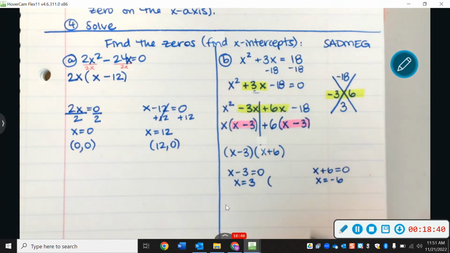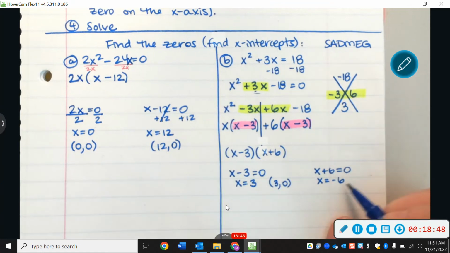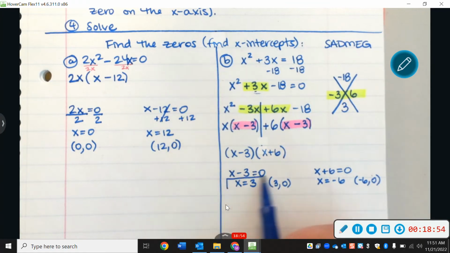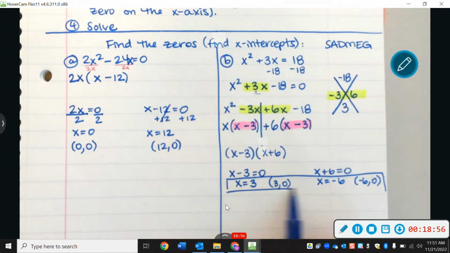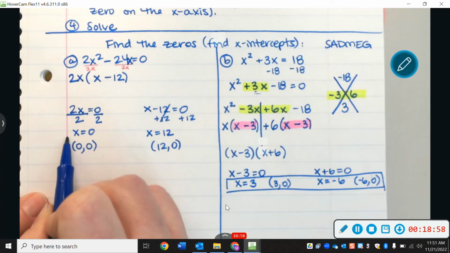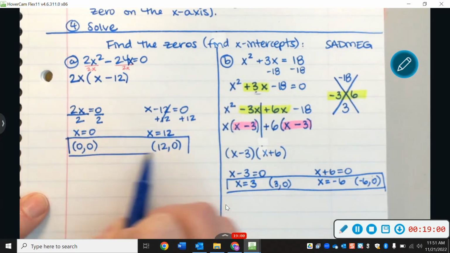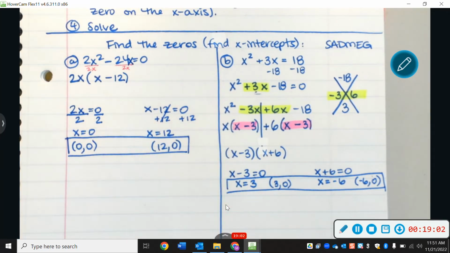So this first factor tells me that I should have an x-intercept of 3, 0, an x value of 3, and a y value of 0. This second factor tells me that I should have an x-intercept at negative 6, 0. So we're going to go ahead and look at the graph for this one just to verify that this is really where it's crossing the x-axis. And once again, I'll have this Desmos graph linked in Schoology for you.